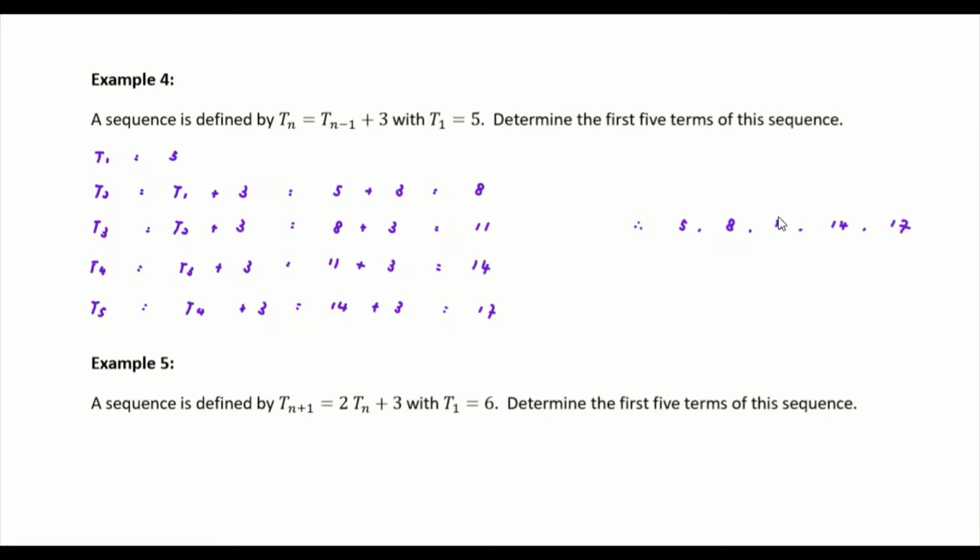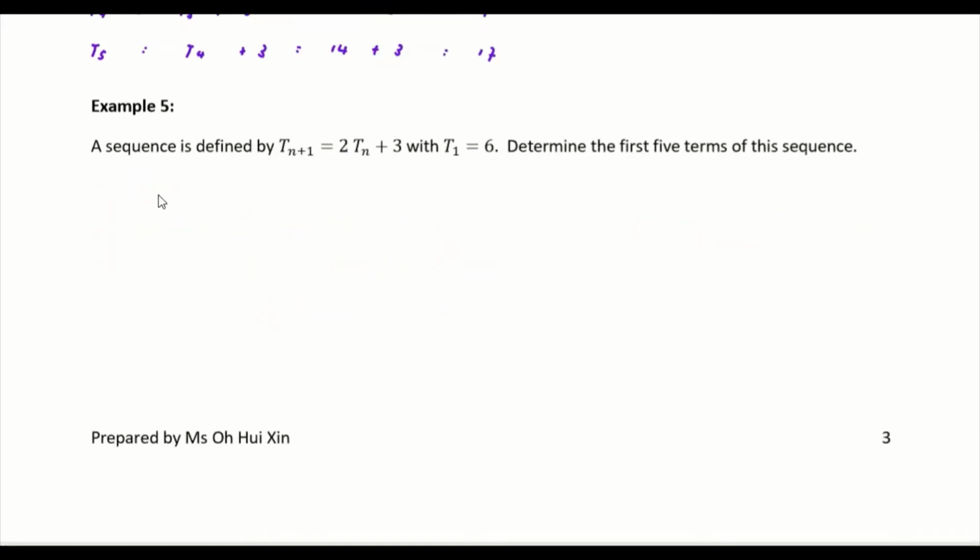Now example 5. The sequence is defined by T. You can see this is Tn plus 1 already, right? I hope that you can get yourself familiar with both of these. The first term is given as 6. Same thing, write down the first 5 terms. So T1 is 6. The idea is just the same. Tn plus 1 means T2. If n plus 1 is 2, what is your n? It's basically 1, because 1 plus 1 gives you 2. So your n is 1.